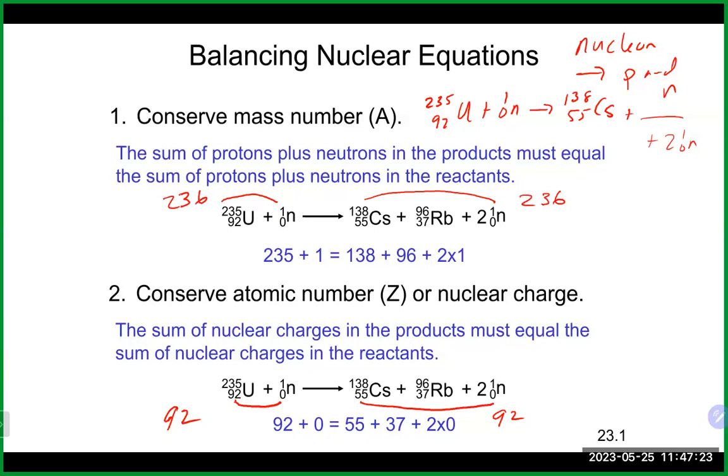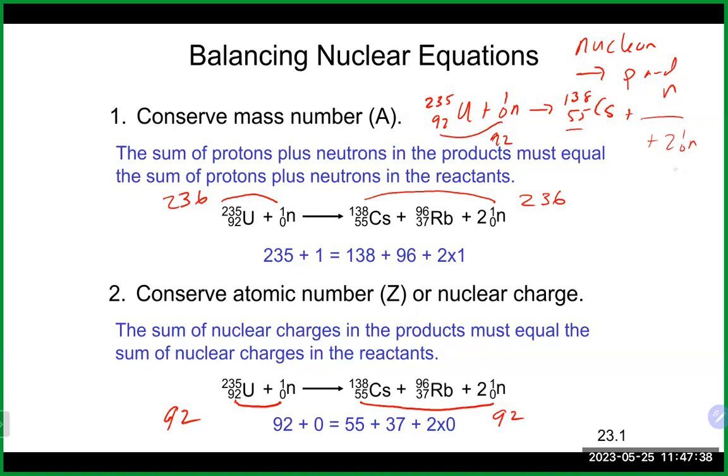Out of those 2 numbers, really the most important thing to figure out is going to be the atomic number, because we can use the atomic number and the periodic table and pretty much figure out what is missing. So to do that, it's just some simple math. We'll go 92 on the left here.